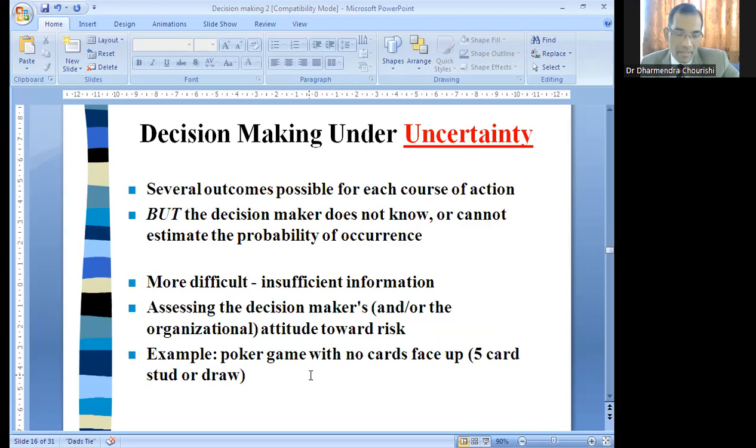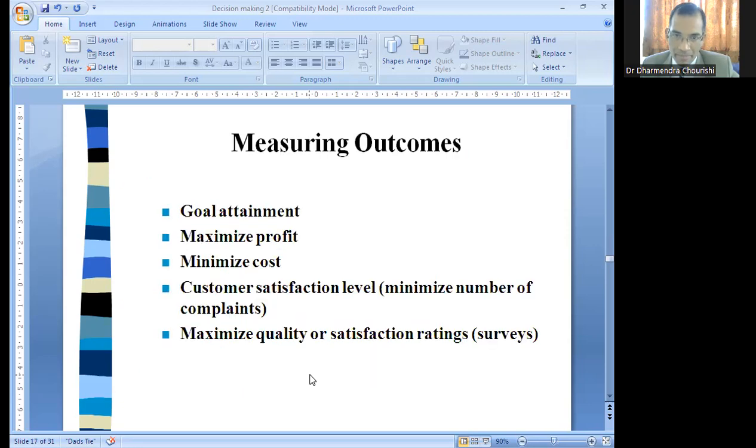Next one is decision making under uncertainty. Several outcomes are possible for each course of action. What could happen? Certainty is more difficult, with insufficient information. Assessing the decision maker's attitude towards risk. So these are the things which we have to consider in a decision making system.